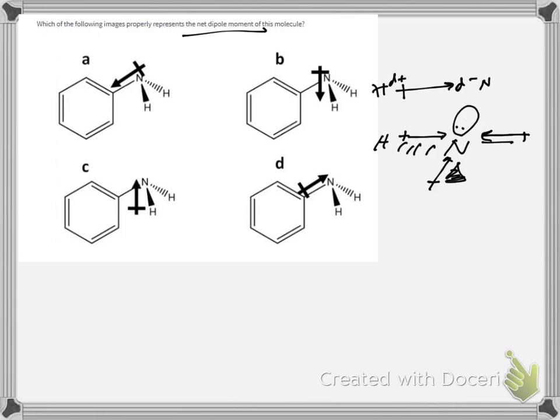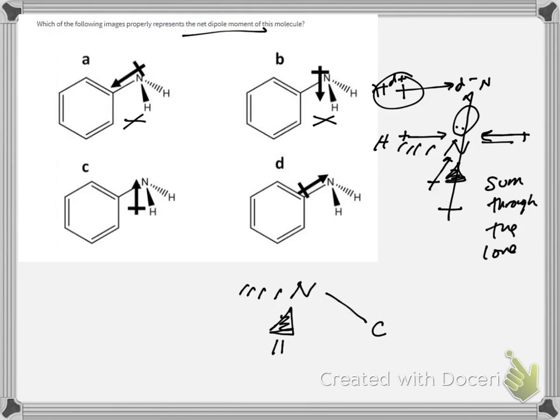And so what we have to do is take a look at these renderings and say, okay, well, A and B are wrong because it's showing a partial plus at nitrogen instead of the hydrogen. So A and B are wrong right off the bat. And the question is, well, which one's correct, C or D? Well, to look at these, we have to look at the sum, right?